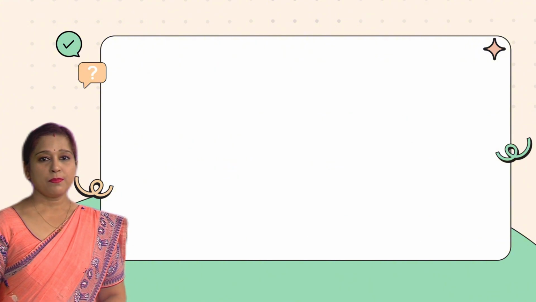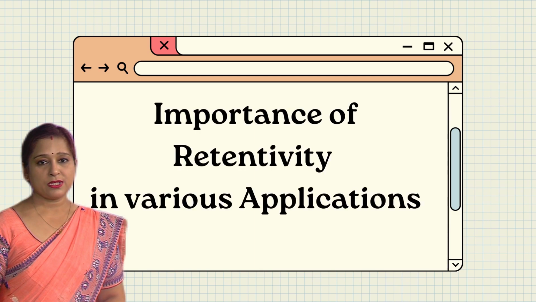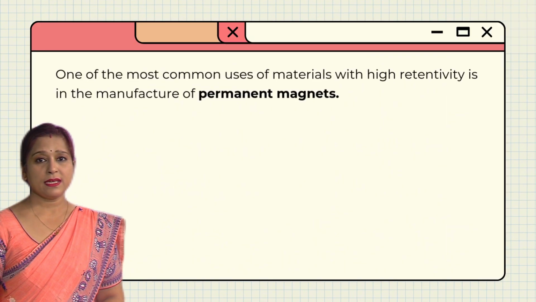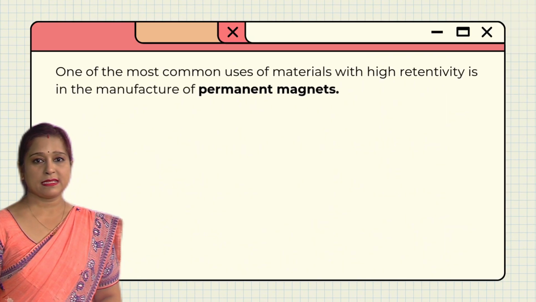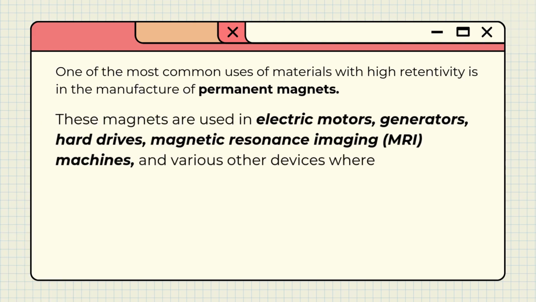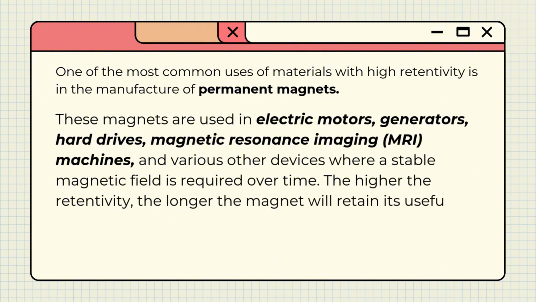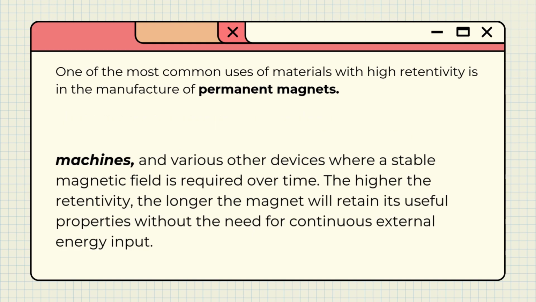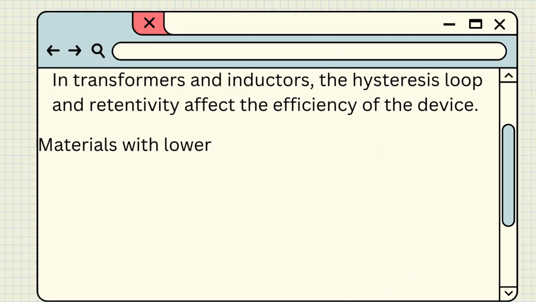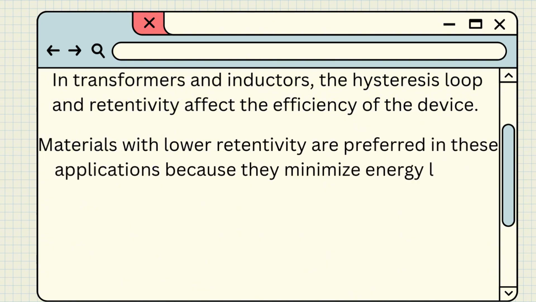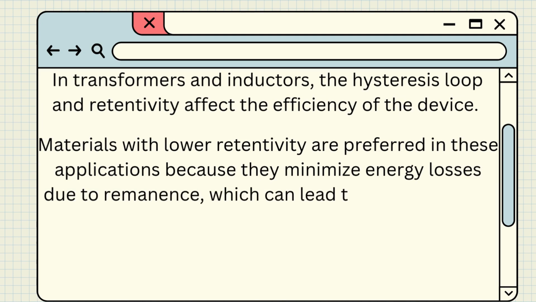Let us now discuss the importance of retentivity in various applications. One of the most common uses of materials with high retentivity is in the manufacture of permanent magnets. These magnets are used in electric motors, generators, hard drives, magnetic resonance imaging, and various other devices where a stable magnetic field is required over time. Materials with lower retentivity are often preferred in transformers and inductors because they minimize energy losses due to retentivity, which can lead to unwanted heat generation.